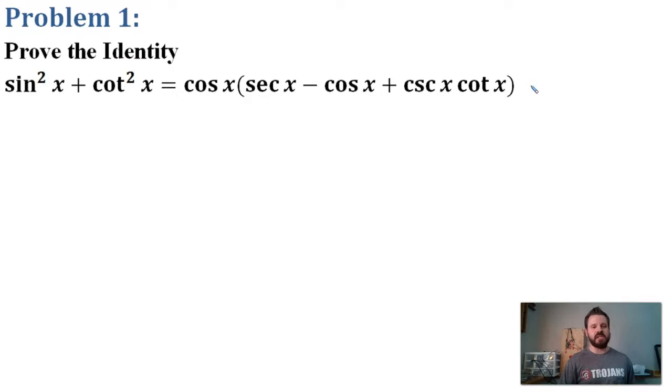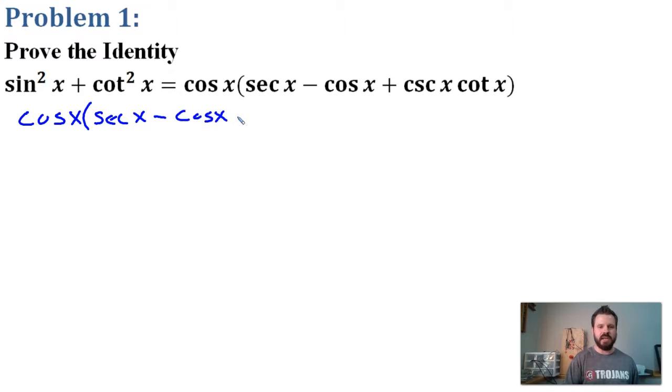Okay, proving identities, you always want to start with the uglier side of the equation, with the more complicated side. I'd say between the left and right side here, the right side's clearly more complicated. There's more stuff going on. So let's say I have cosine x times secant x minus cosine x plus cosecant x times cotangent x. So we'll start off with that right side. And what I'm going to do is I'm just going to keep rearranging, keep reducing, keep simplifying this until I end up with the left side.